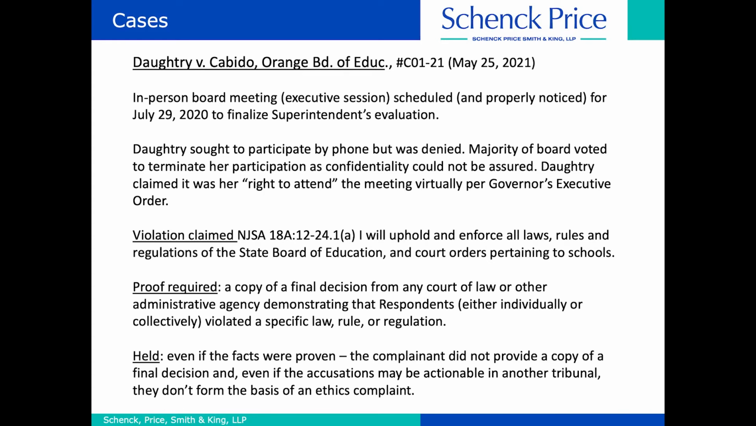Doherty involved a board member who had to call in to a meeting. They were reviewing the superintendent's evaluation. She sought to participate by phone. The remainder of the board voted to say no, we're not going to allow that because we could not guarantee confidentiality. She brought up ethics charges against her fellow board members.